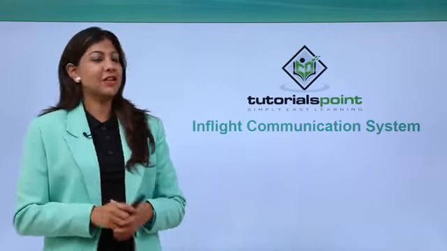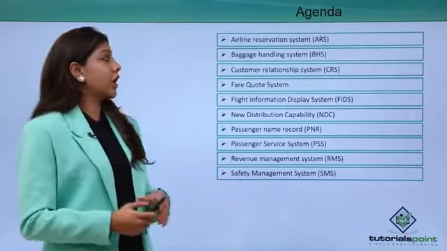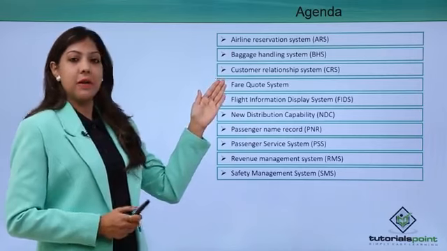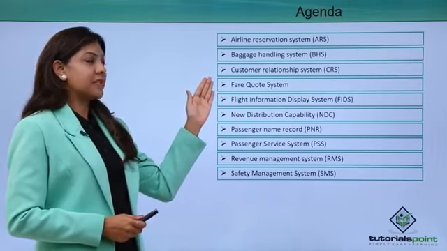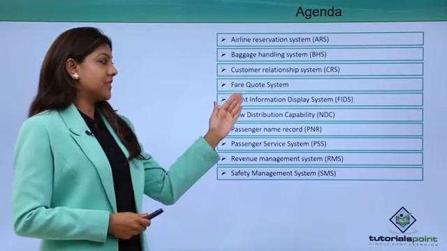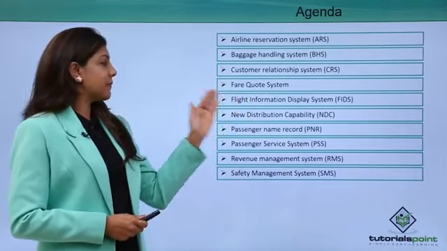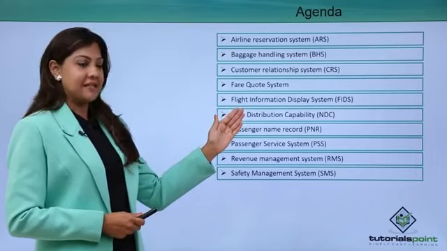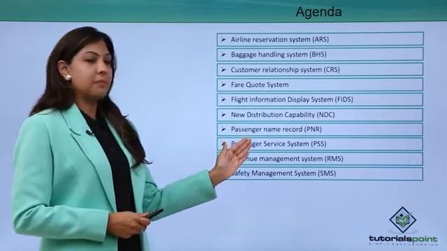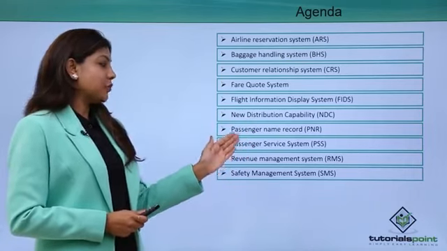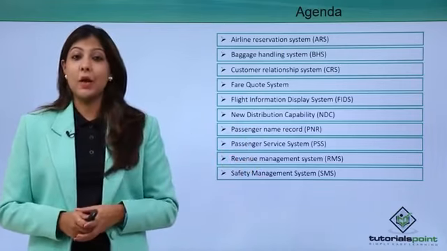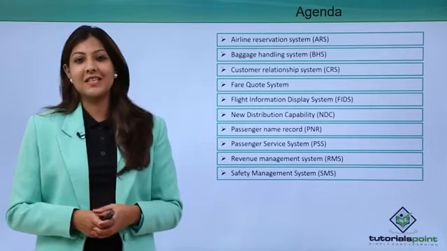So let's see what is on the agenda today. Well, today we're going to talk about airline reservation system, which is your ARS, baggage handling system, BHS, customer relationship system, which is your CRS, fare code system, Flight Information Display System, which is FIDS, New Distribution Capability NDC, Passenger Name Record, which is PNR, Passenger Service System, that is PSS, Revenue Management System, which is RMS, and Safety Management System, which is SMS. Well, we are going to talk about all of these in detail.